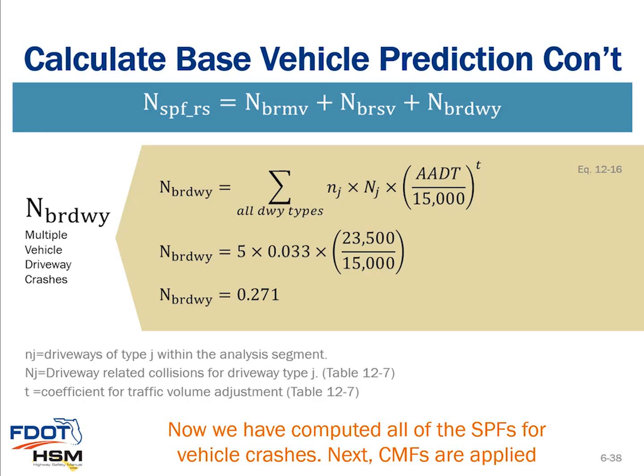And that goes in there. And then there are driveway related collisions that come from table 12-7, and you pull that coefficient out of that table. In this case it is 0.033, and you go through the calculation to get the number of driveway related crashes. In this case it is 0.271. So all of this gets added up, and you can apply the crash modification factors to this.